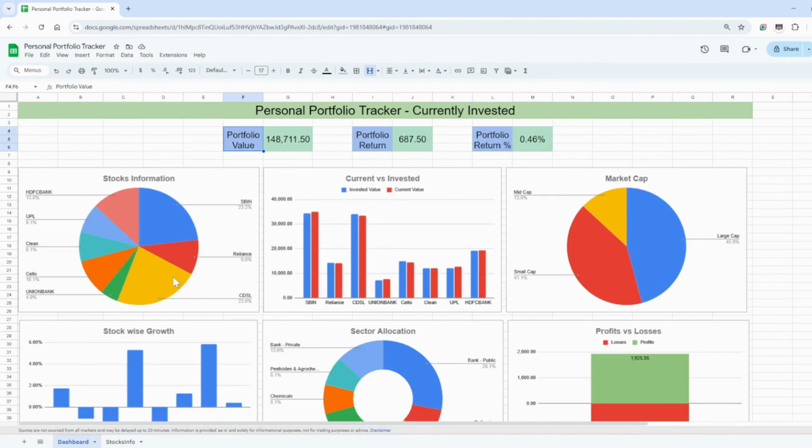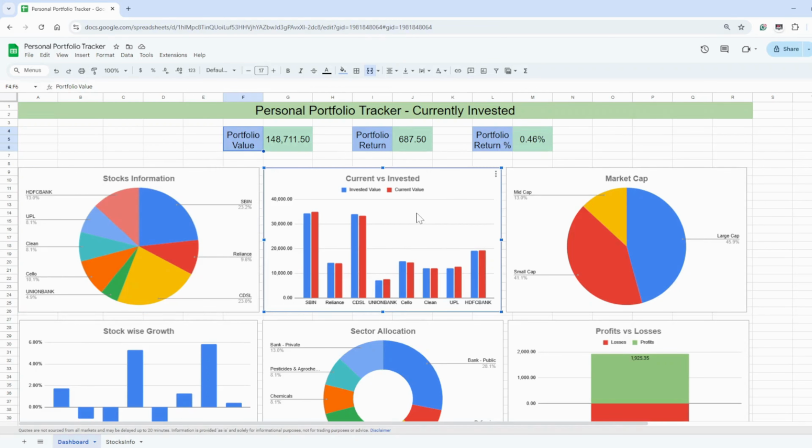Now coming to the dashboard, as you can see, I have added the HDFC Bank. Here you will get all the information about the stocks, like what is the percentage of HDFC Bank in my portfolio, what is the percentage of SBIN, Reliance, CDSL, Union Bank, like this. You can click here and get the information that 23.2 percent is invested in SBI. That is 34,400 has been invested in SBI, whereas in HDFC Bank 19,200 is invested. This is only the invested value, not the current value.